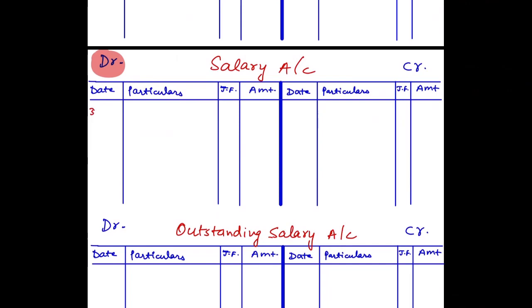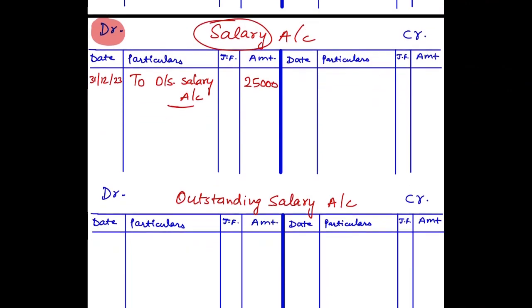And what is the date? 31st of December 23. Why is it debited? Because of outstanding salary. What was the amount? 25,000. So salary account is debited due to outstanding salary.